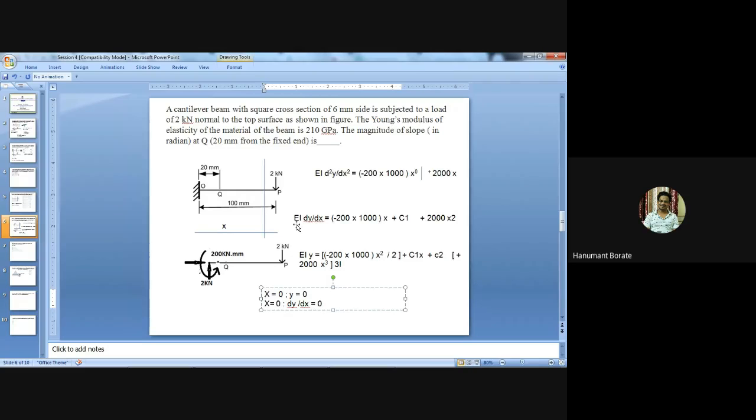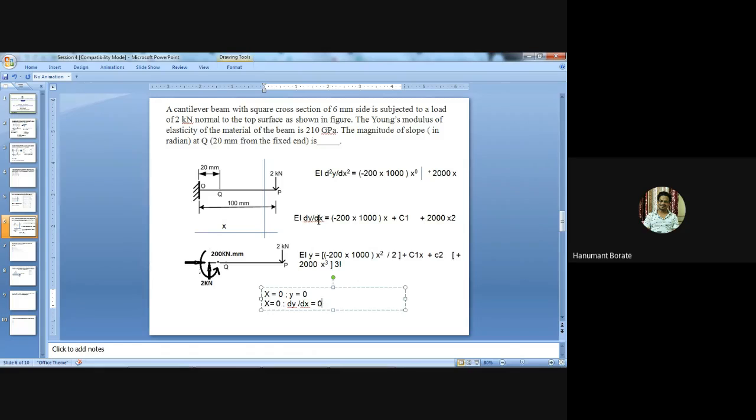Now the value of E is given, 210 GPa, so you need to take E equal to 210 into 10 raised to 3. The value of I, the cross section, is given, that is a square cross section, so we can easily calculate the moment of inertia I equal to BD cube by 12. Then divide by this EI term on the right side, and then you will get the value of slope.